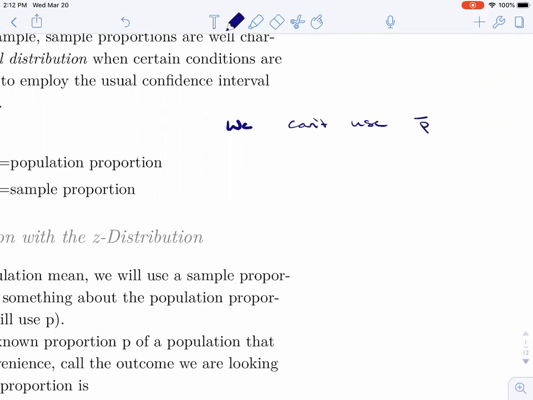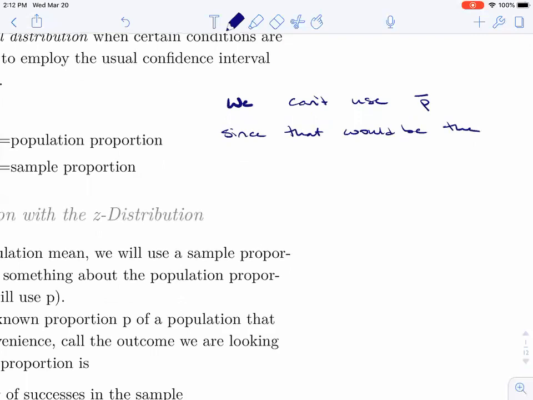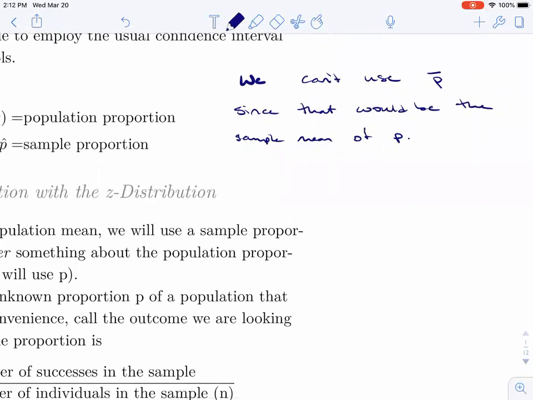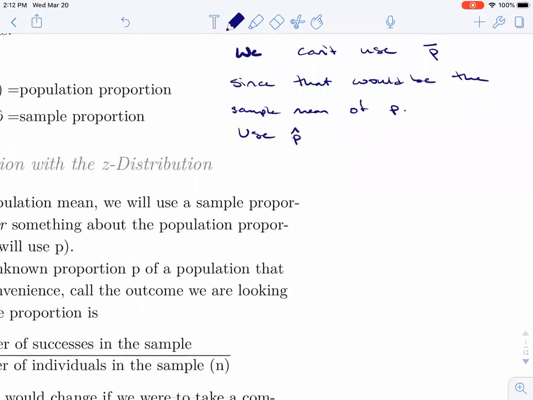We can't use p bar since that would be the sample mean of p. Just as a little side note, that's why we had to develop this other notation. So use p hat, which is a p with a hat on it, for sample proportions.